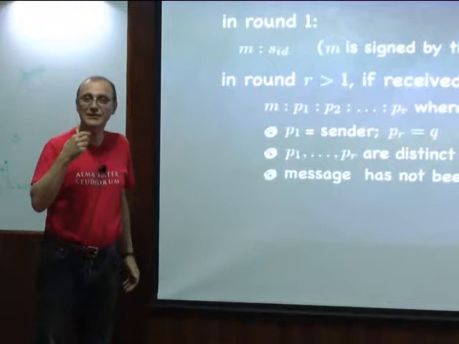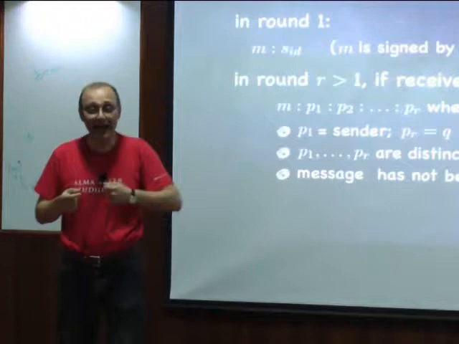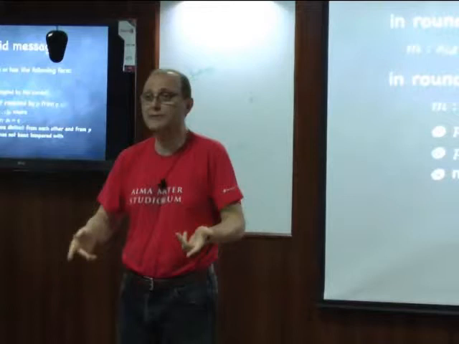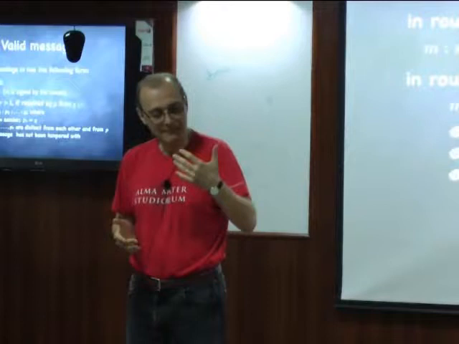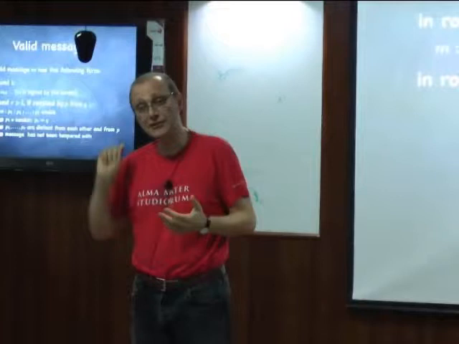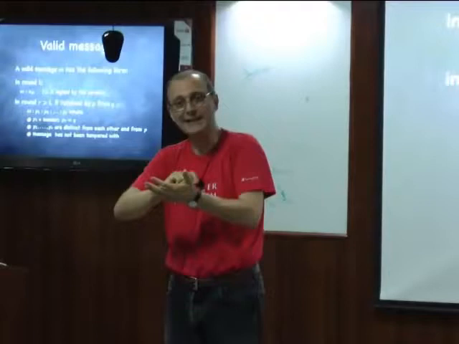So in the first round, if I'm the sender, I'm going to take the message, sign it, and then send it. In successive rounds, what correct nodes are supposed to do is take the message that they have received in the previous round and append their own signature to the message. You can imagine it as an envelope, one inside the other, signed on the outside, and send it forward.